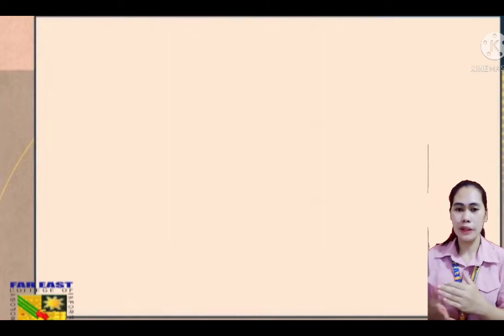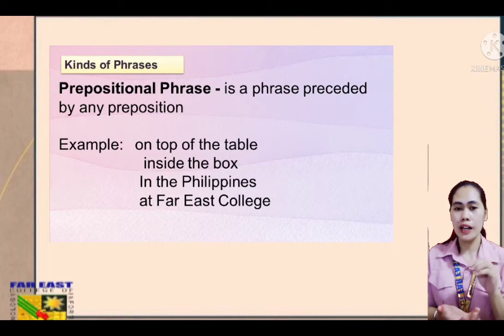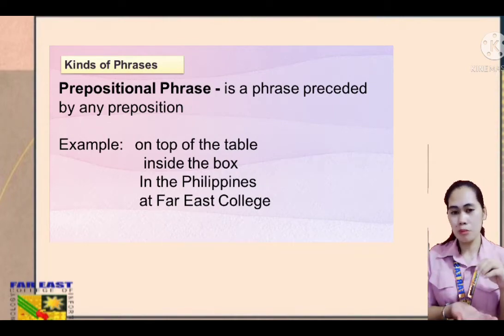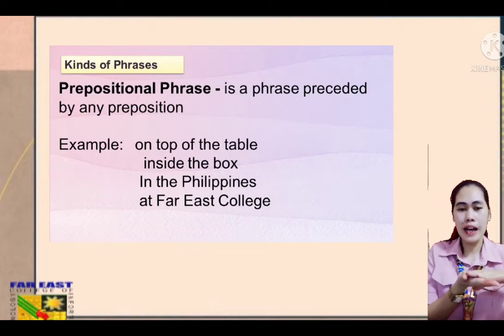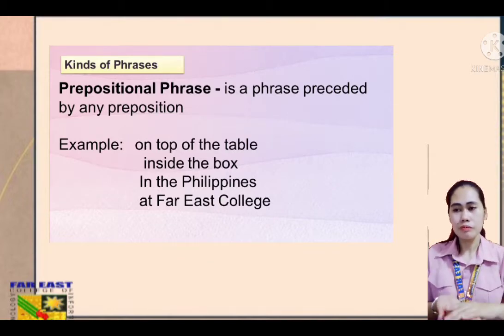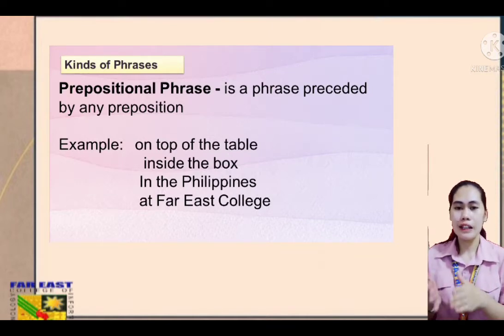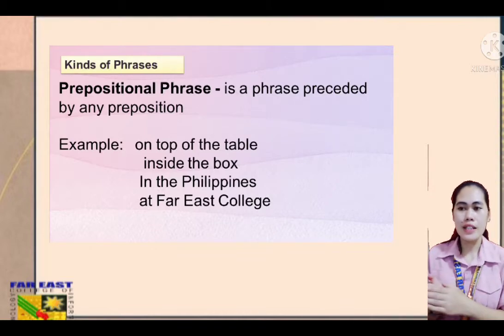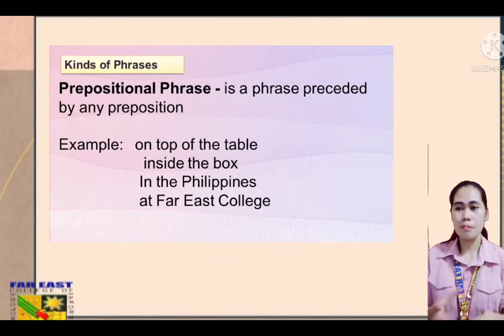We have prepositional phrases. A prepositional phrase refers to the place of an object. It is a phrase preceded by any preposition. For example, on top of the table, meaning on the top of the table. It focuses on the place of the object. Next, inside the box. The word inside is the preposition, and then inside the box is the prepositional phrase. Next, in the Philippines, which is still a place. Next example, at Far East College, which is also a place. As long as it talks about a place, it is a prepositional phrase.